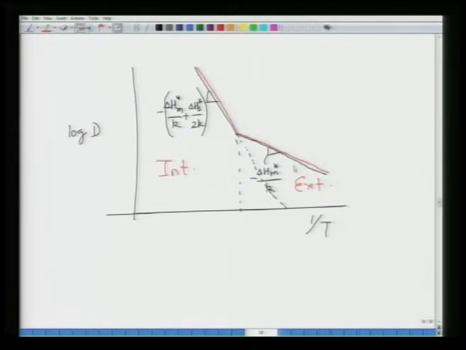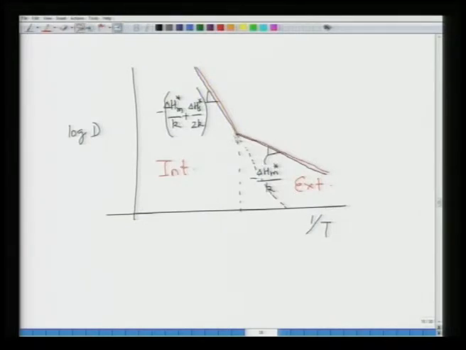In the extrinsic region, the vacancies are already generated by impurities and their concentration is much larger as compared to intrinsic or thermally created vacancies. So the only energy barrier that needs to be overcome is the migration energy. So in the extrinsic region, the slope of the log D versus 1/T curve will give you the migration energy.